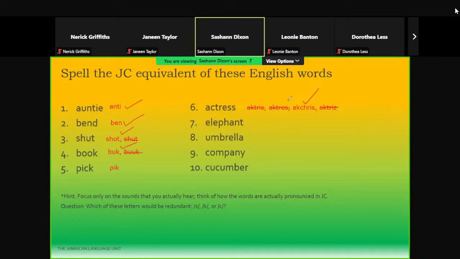Not seeing any nays, so that should be good. All right, let's do number 7.